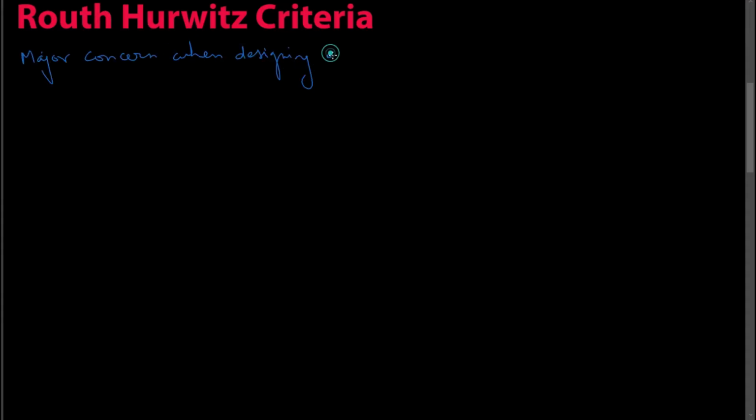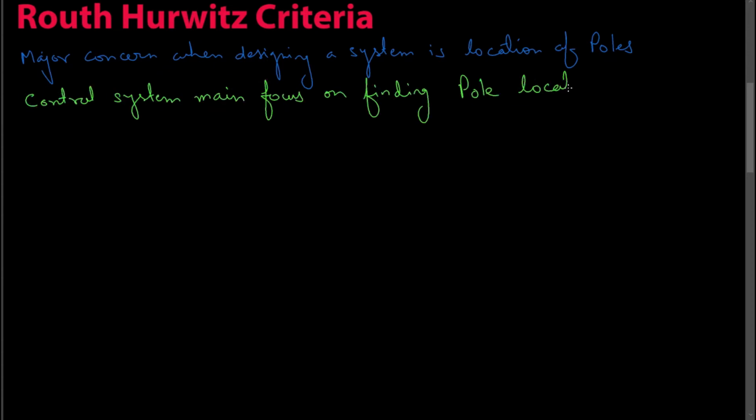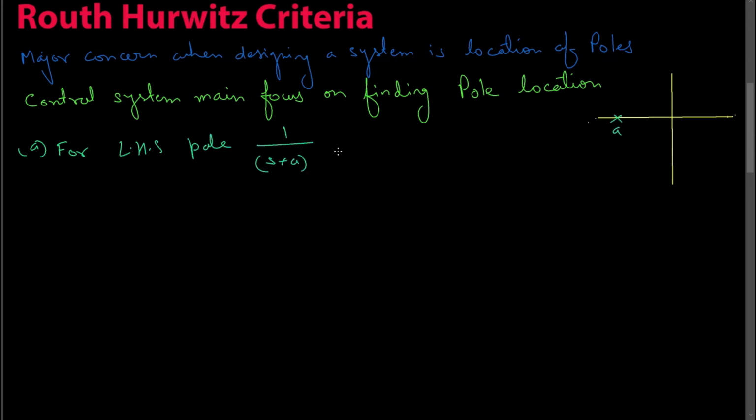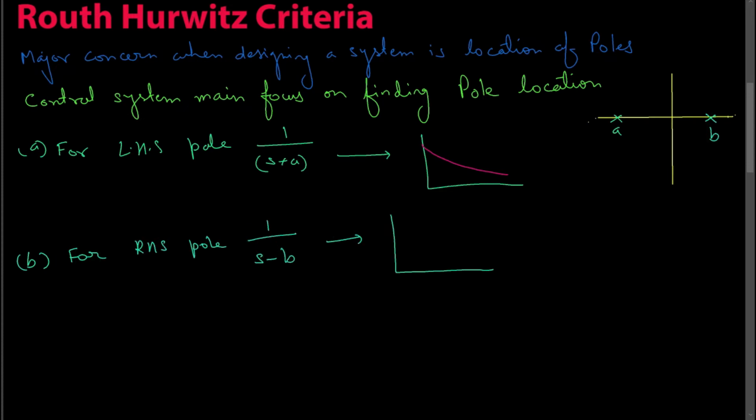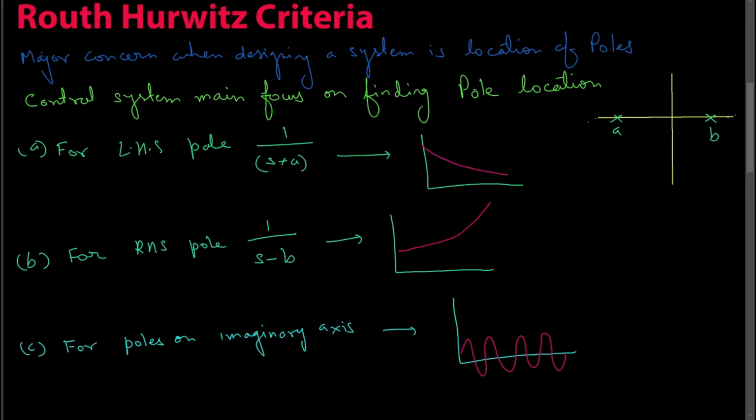Now starting our lecture, the major concern in designing a system is where the poles of the system lie, because the poles determine the stability of a system. We have seen in our previous lecture that a left hand side pole gives a decreasing response, where the output response of a system continuously decreases, while a pole in the right hand side gives a response in which the output amplitude continuously increases. This kind of response makes the whole system unstable. So even if there is one right hand side pole in the whole system, it will make the whole system unstable. And the third condition is the poles being on the imaginary axis, for which we get an output response that is oscillating.